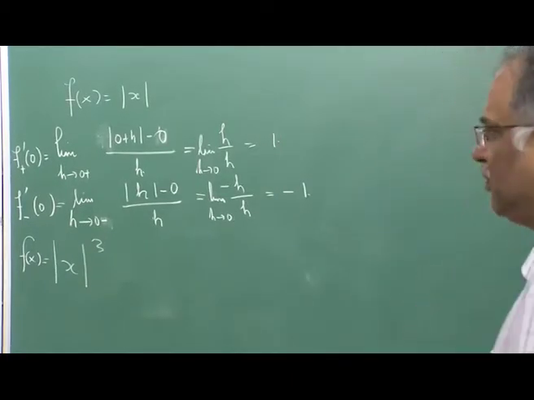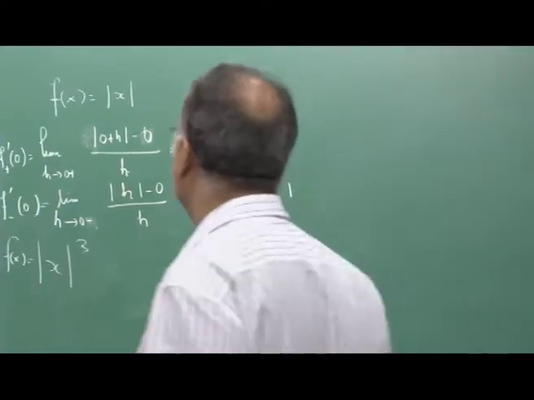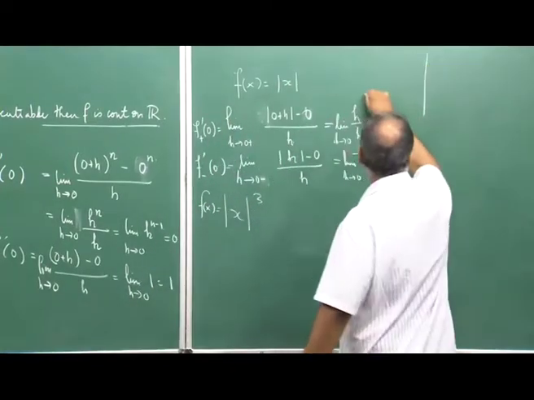Or mod x to the power 5, mod x to the power 4, it does not matter, the limit exists and is 0. Only in this case the limit does not exist. But remember, this function is continuous, this is a very standard absolute value function.